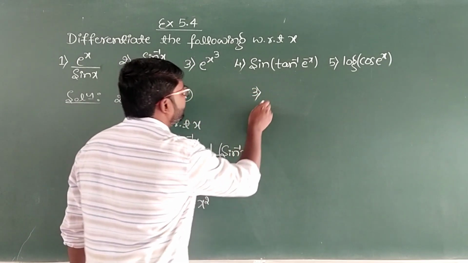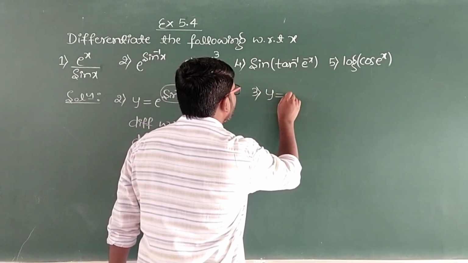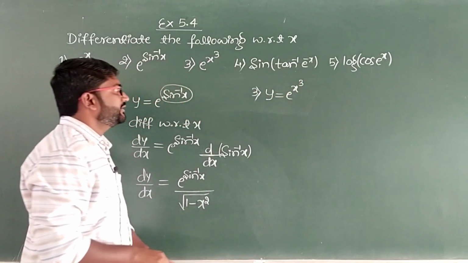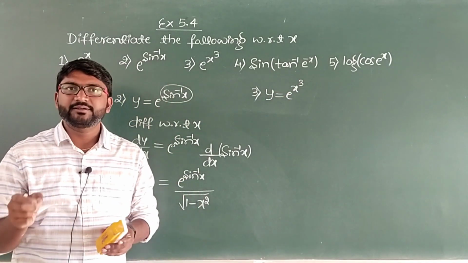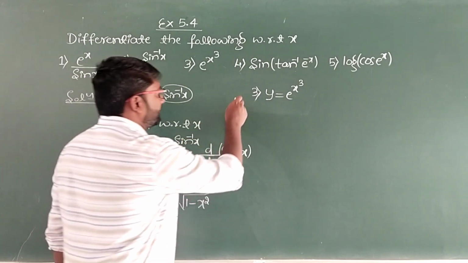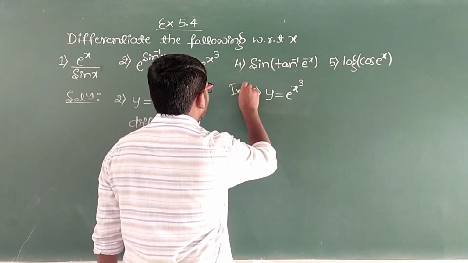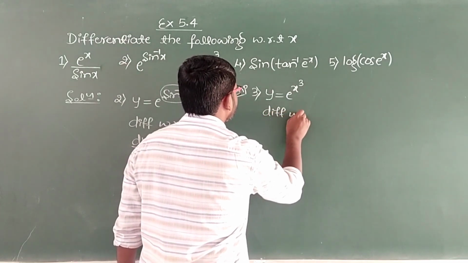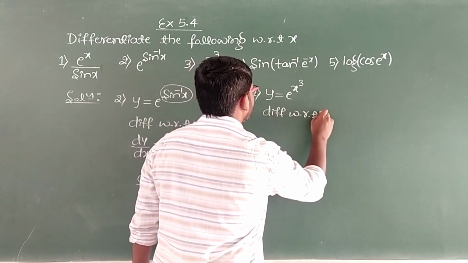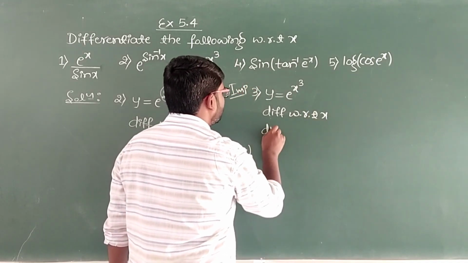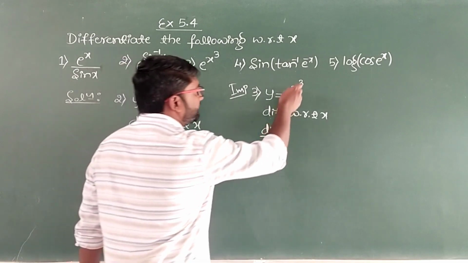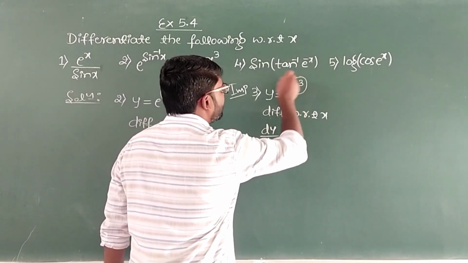So question number 3, y equals e power x cube. This was asked in one of the annual exams for 1 mark. So note this as important. So here differentiate with respect to x. We get dy by dx equals, now we should consider this x cube as one term.